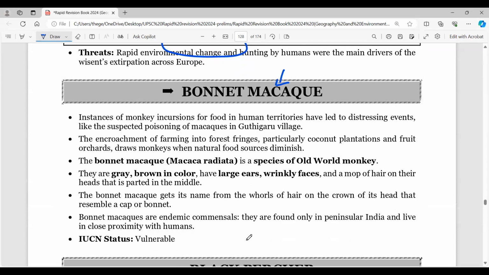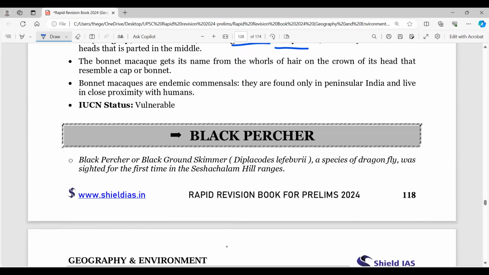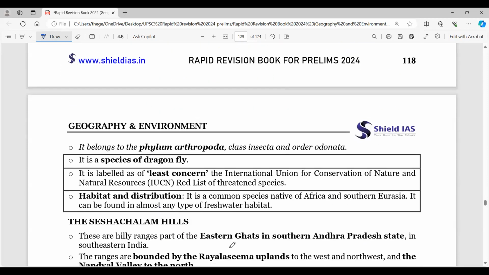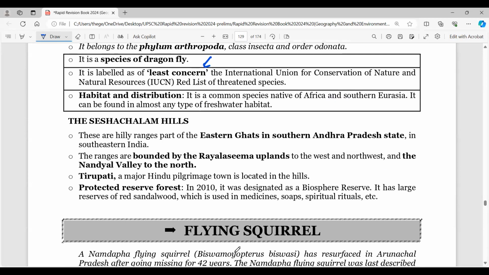And then you have bonnet macaque. So bonnet macaque is basically another species of monkey. Okay, so here if you observe, this is called old world monkey, right? Large ears, wrinkly faces, IUCN status is vulnerable. Then you have black percher, and black percher is again a species of dragonfly that you'll observe here. Seychelles Hills, you'll find it out. So least concern category here. And now in Seychelles Hills, you can observe the range is bounded by Rayalaseema uplands and the Nandayal Valley in the north. So Tirupati is the major attraction that you know here.